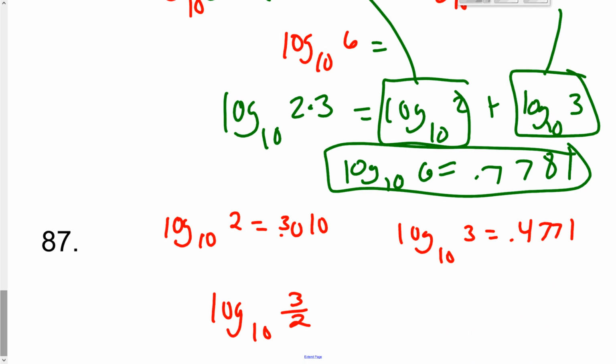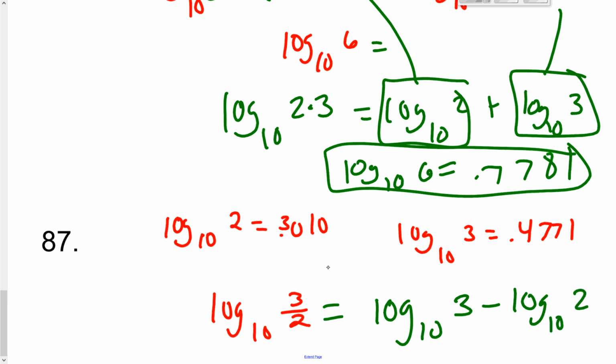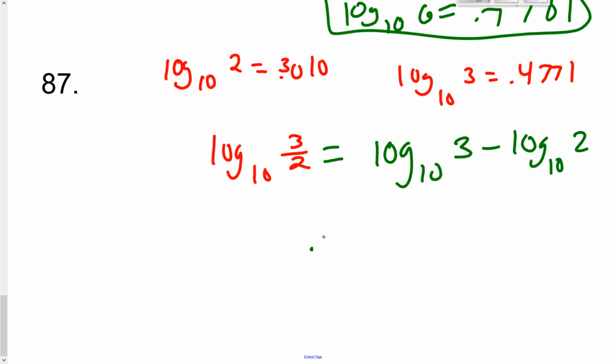Okay, next one, same kind of thing. Now here I'm taking 3 over 2. Well, log base 10 of 3 over 2, since I have a quotient here, that means I would be subtracting my logs, my top minus my bottom. And so I'd be subtracting these numbers. So I'd be taking 0.3010 and then subtracting, well, let's do it underneath, 0.4771.